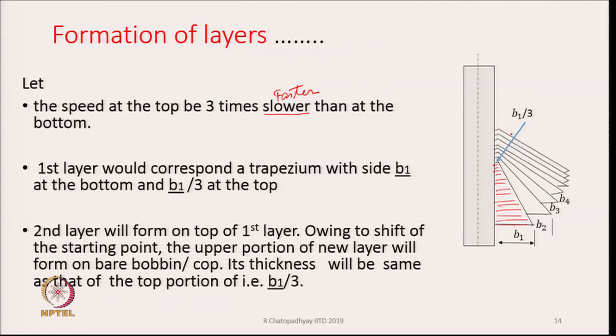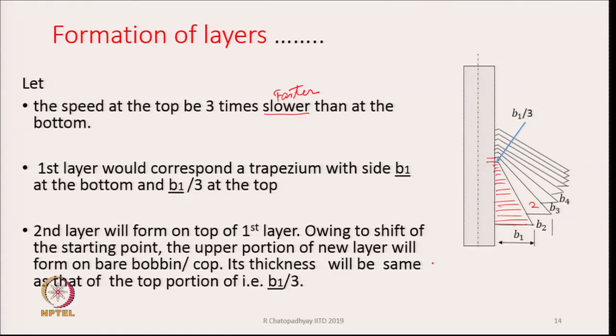Second layer will form on top of the first layer. Owing to the shift of the starting point, the upper portion of the new layer will form on the bare bobbin. See, this is layer 2; only this part is going to be formed on the bare bobbin, and the rest of the second layer is forming on the previous layer.